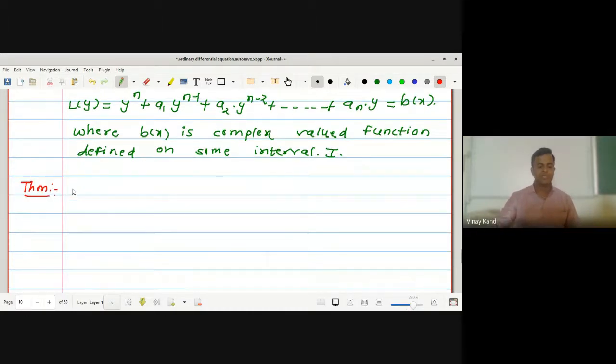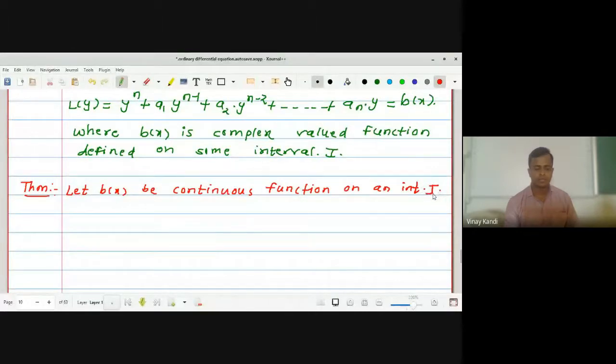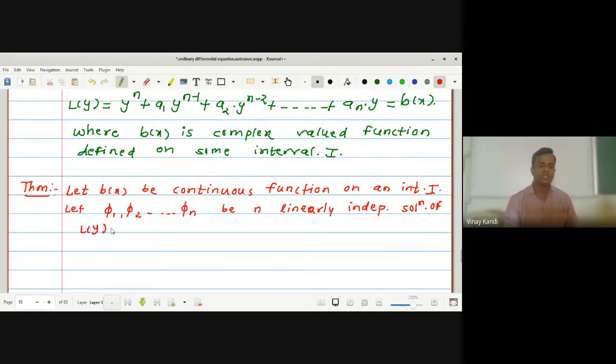Let b of x be a continuous function on an interval I. Let phi 1, phi 2, up to phi n be n linearly independent solutions of L of y is equal to 0 on an interval I.